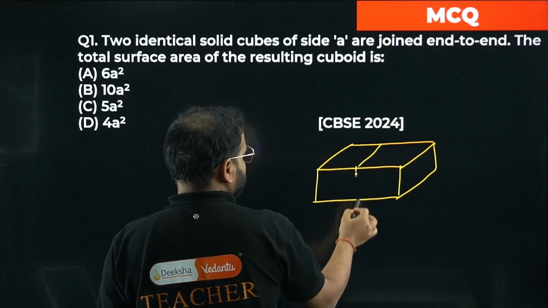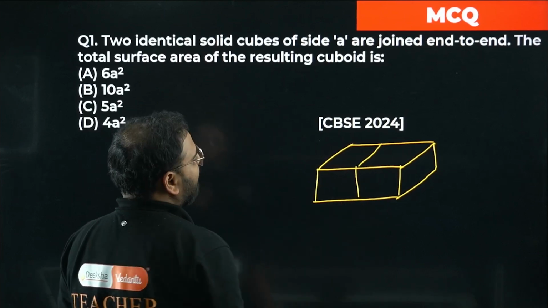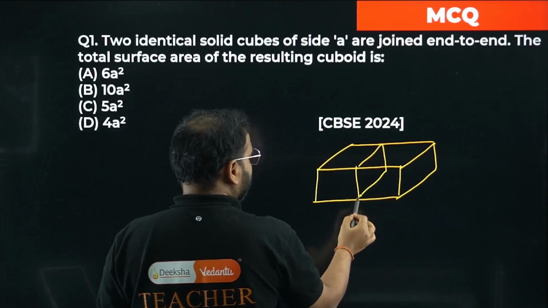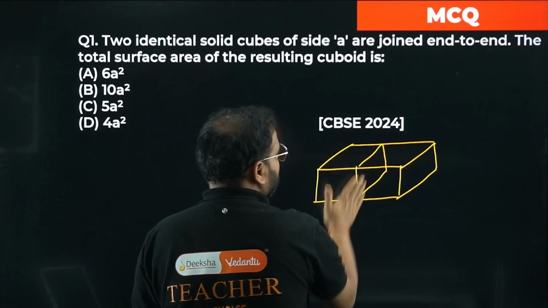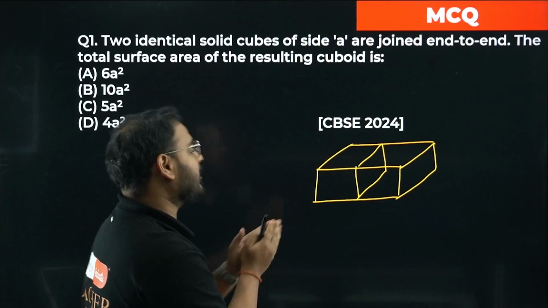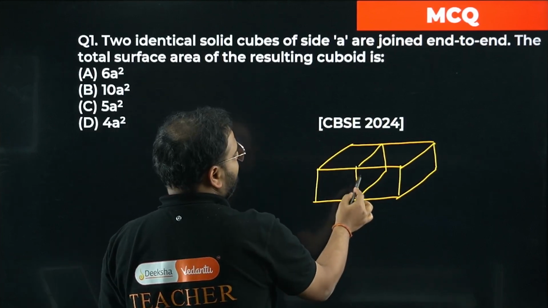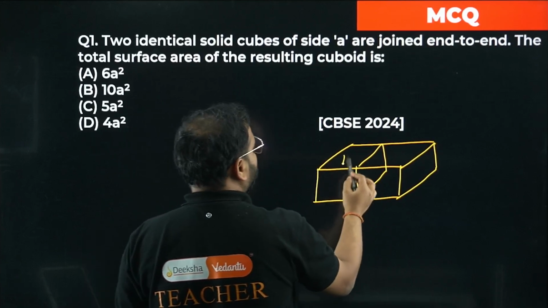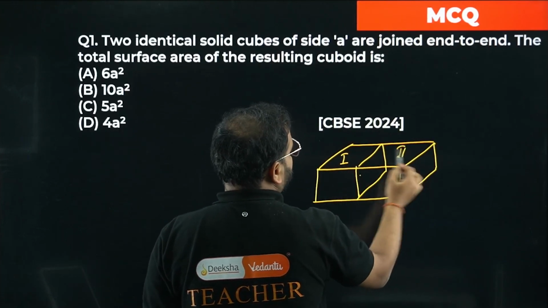They're joined like this. Okay, if you join them, please check this out. This surface will be with them, right? Means this surface like this are in contact. It means both surface areas have to be neglected. Means you have to take out 1a square from this first cube. If I take this first cube, and this is second cube, please check this out.